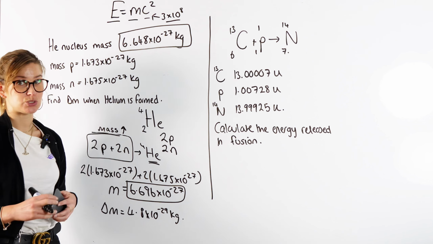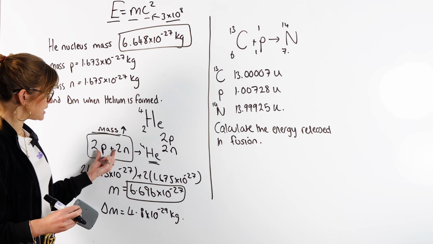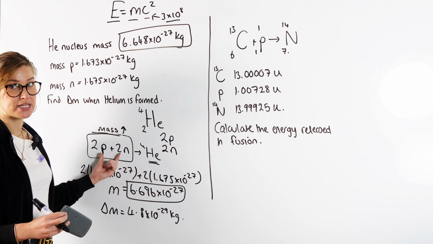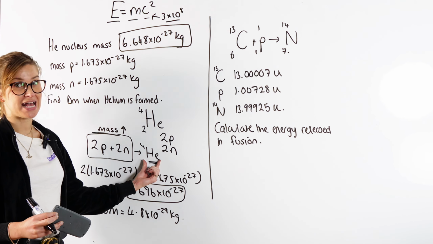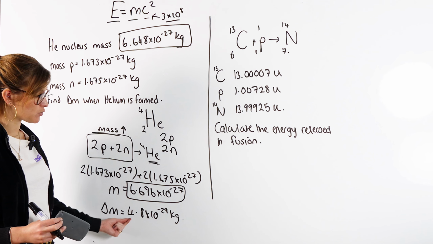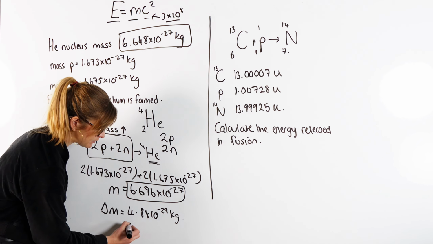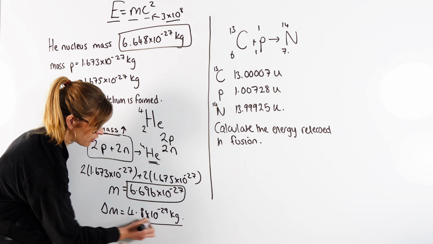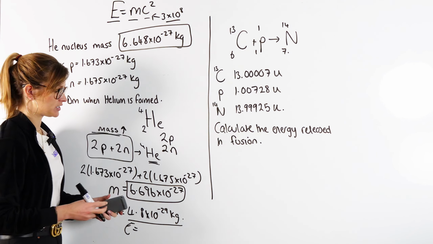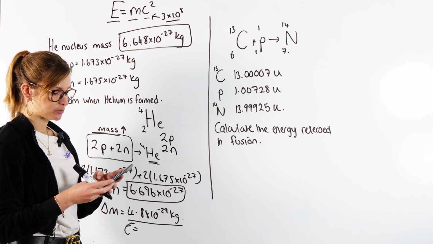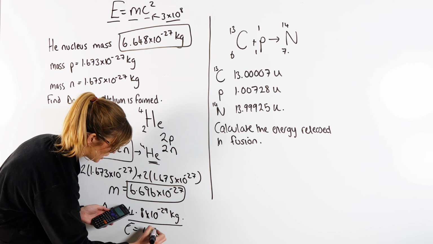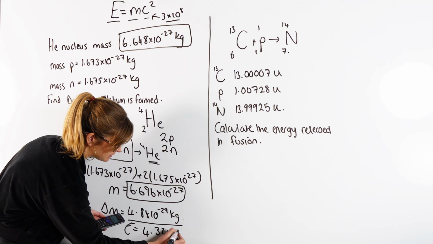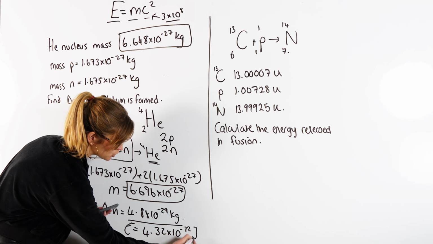And again, that makes sense, right? We know that when these 2 protons and 2 neutrons join together to make that helium nucleus, there's going to be a loss in mass, and that change in mass is what comes out as energy. And we can even calculate what that energy is, because all we do is take our mass and multiply by the speed of light squared. So you take that mass and multiply by 3 times 10 to the power of 8 squared, and you'll get your total energy coming out as 4.32 times 10 to the negative 12 joules, okay?